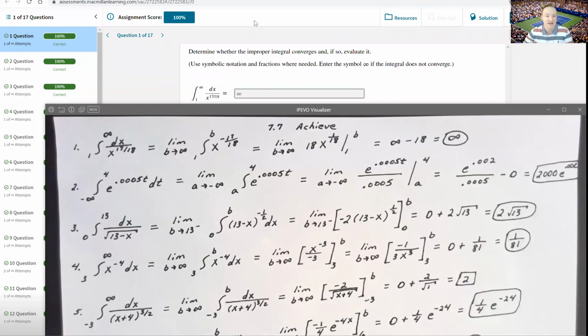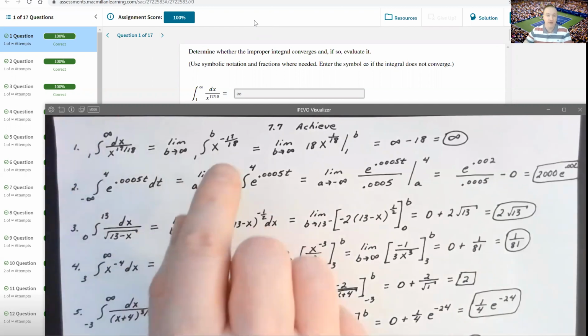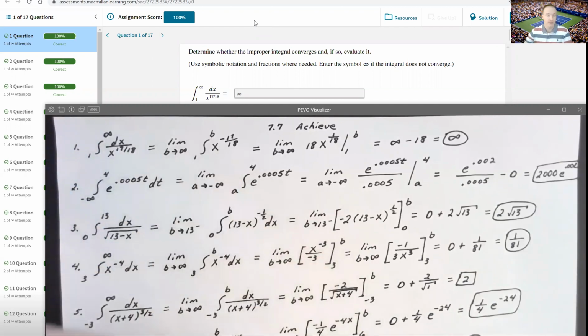Hi guys, let's take a look at what I think you will feel is a relatively quick and easy section here with 7.7. And unfortunately, with using the Achieve system, I really can't see if you're doing the actual proper integration. But I will be sure in this video to show you what the proper integral would be in each of these scenarios. So section 7.7 is all about improper integrals.